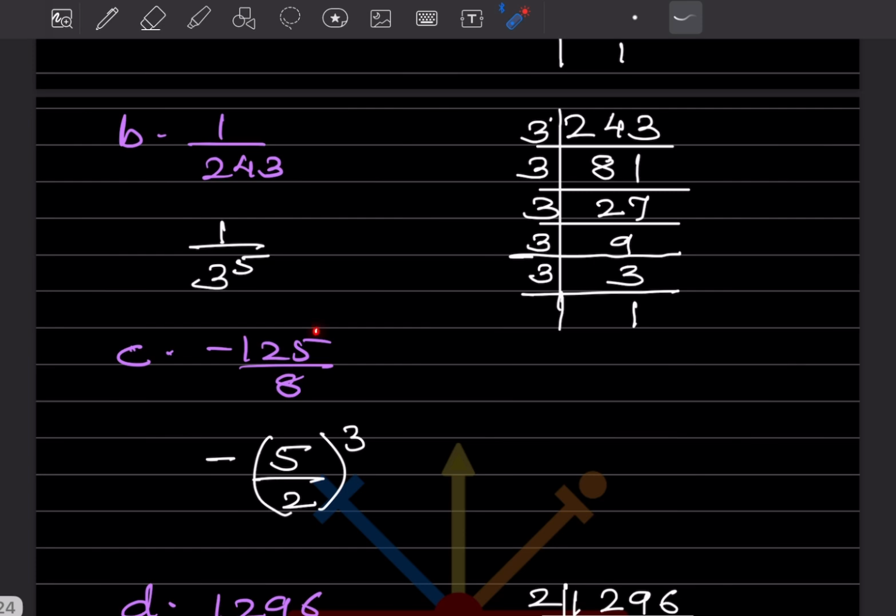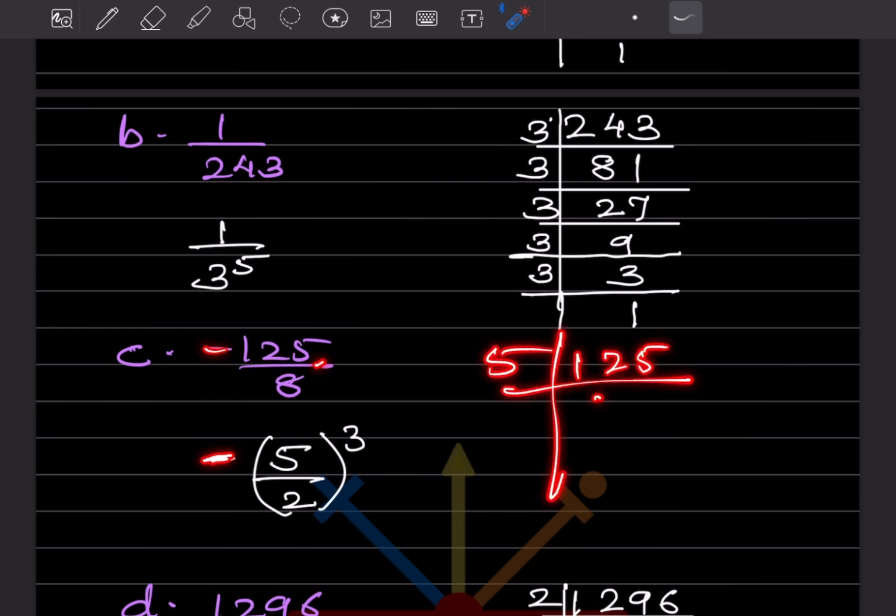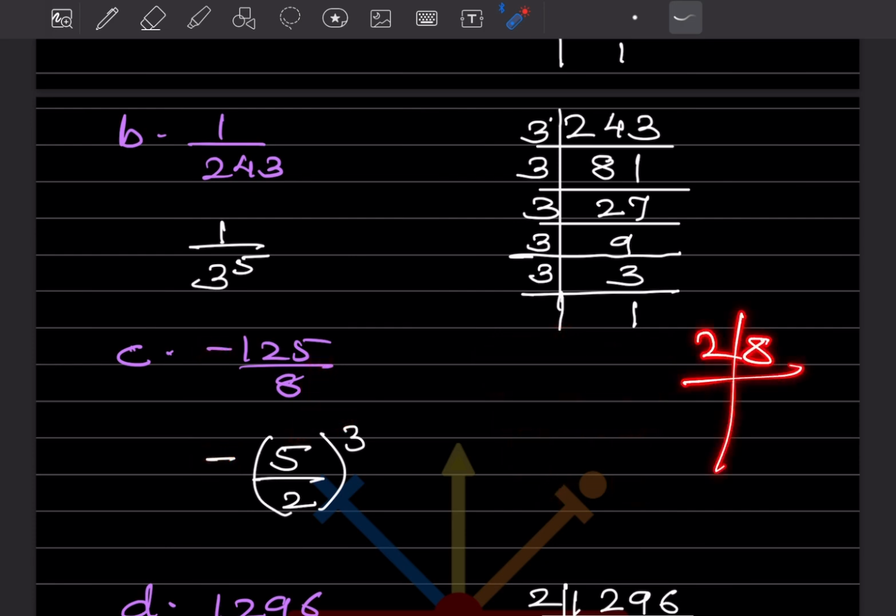Now here, 125 by 8. Let us take the factors of 125. This goes with 5. 5 25s are 125, 5 5s are 25, and 5 1s are 5. So that is going to be 5 raised to 3. And the factors of 8 will be 2 4s are 8, 2 2s are 4, and 2 1s are 2. This also is going to be 3.